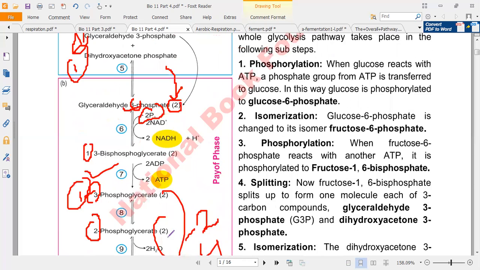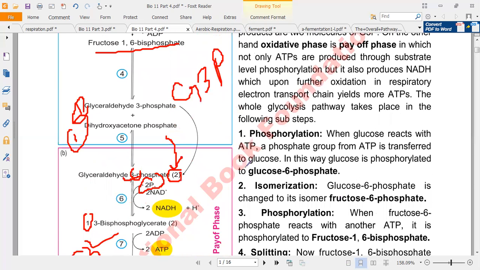Yes, dear students, that's it for today. Inshallah, we will see you in the next lecture with the continuation of this topic, that is how pyruvate will enter into mitochondria, because glycolysis is done in the cytosol, in the cytoplasm. So inshallah, we will see the Krebs cycle in the next lecture.